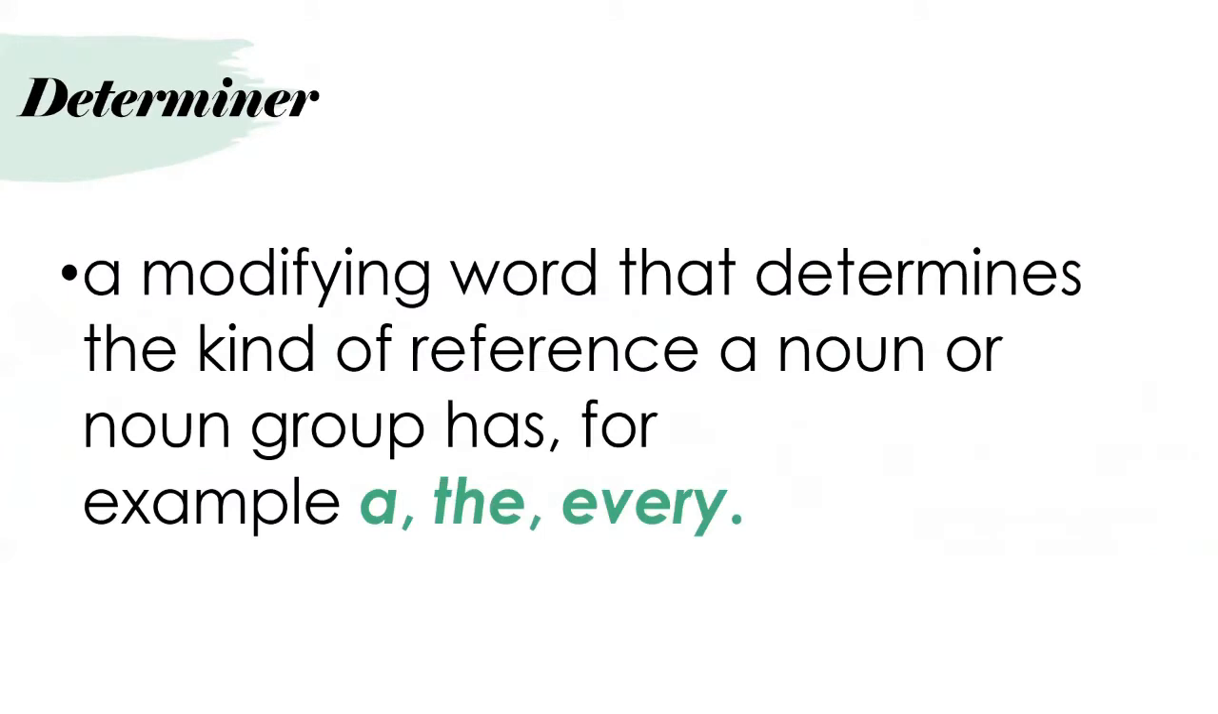So, the definition of what is known as a determiner. From the phrase to determine: a modifying word that determines the kind of reference a noun or noun group has. For example, a, the, every. For example, a book, the book, every day.